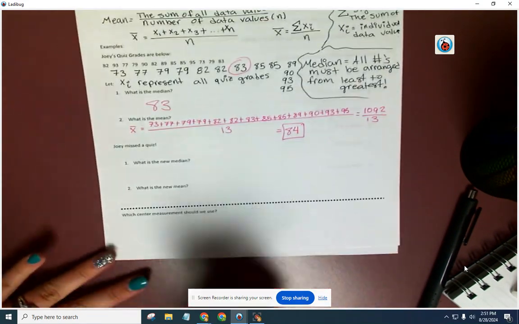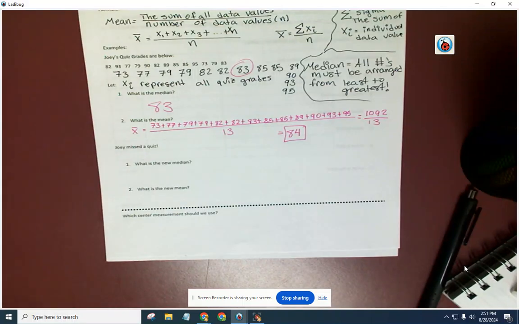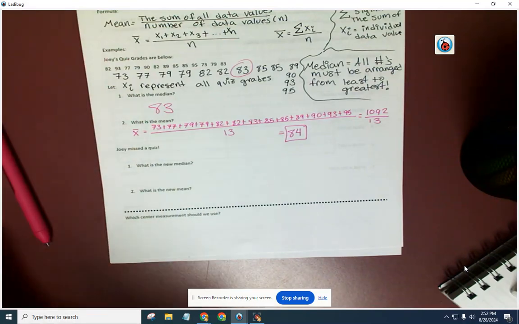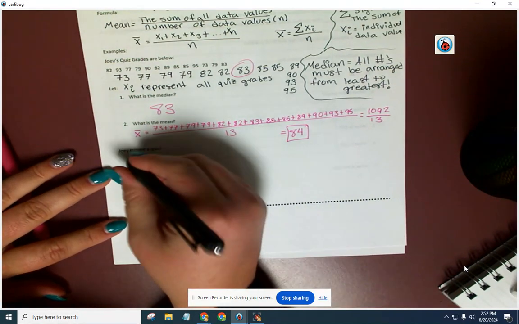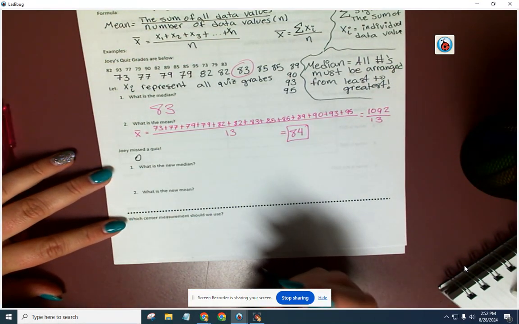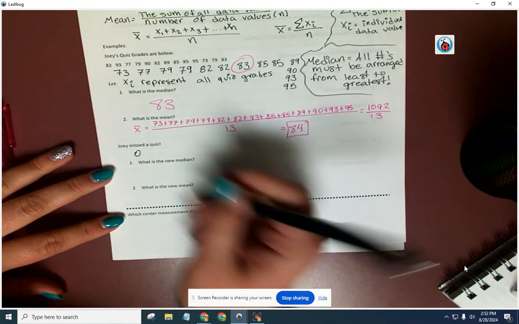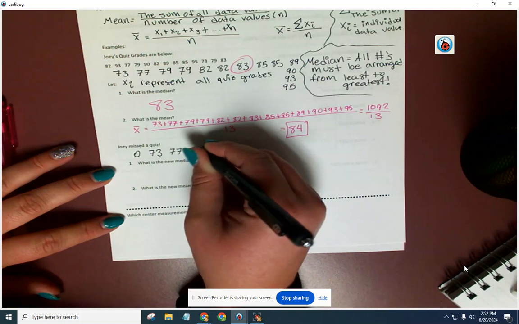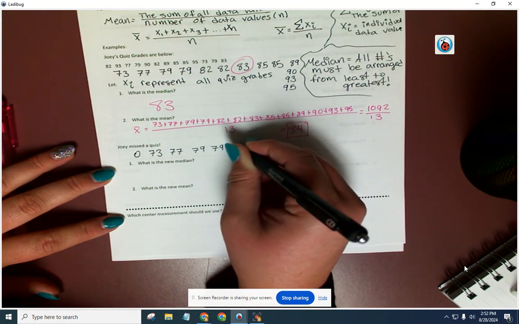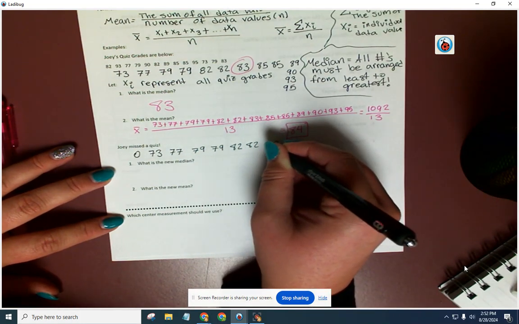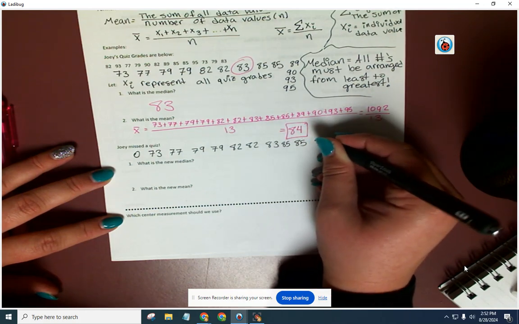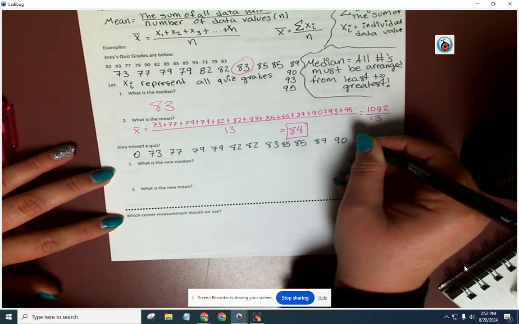Okay, now let's say that Joey missed a quiz. What is the new median? I'm going to write out what his data would be with a missed quiz. If he had a teacher like me, he would now have a 0 as a quiz grade until he came into tutorials to make it up. Then I'm going to write all of the other numbers. Squeeze that one in there. 93, 95.